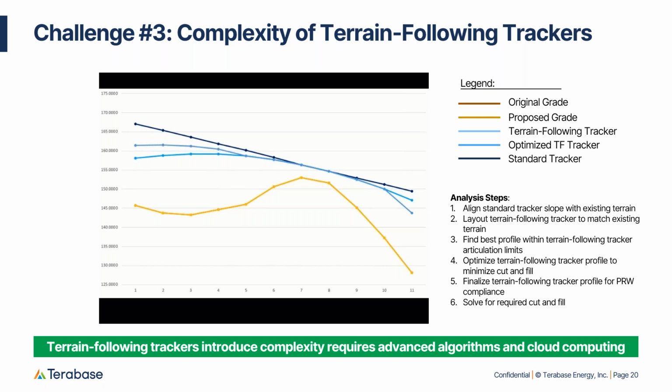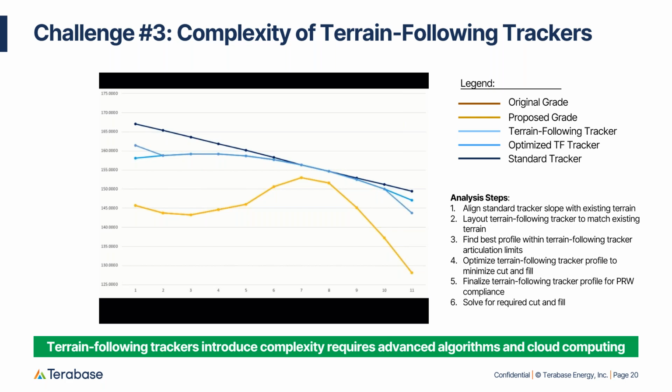And the 2 light blue lines represent what our real challenge of the terrain following design is, and that's iteration. So you start to lay out the tracker using the parameters that you've decided on, and then you iterate, and you do that over and over and over, but you don't know if you're really optimizing the site or optimizing the earthwork.